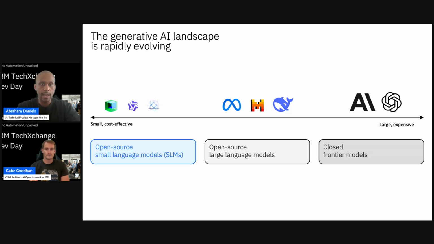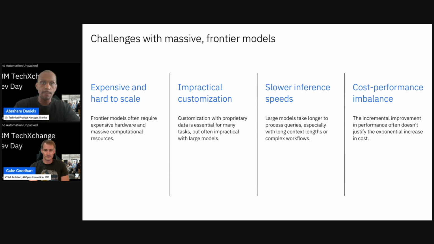And at the far left, we have what I like to call our open source SLMs, or small language models. And this is really where IBM is focusing and starting to double down as part of our Granite 4.0 roadmap. Now, may I ask why?